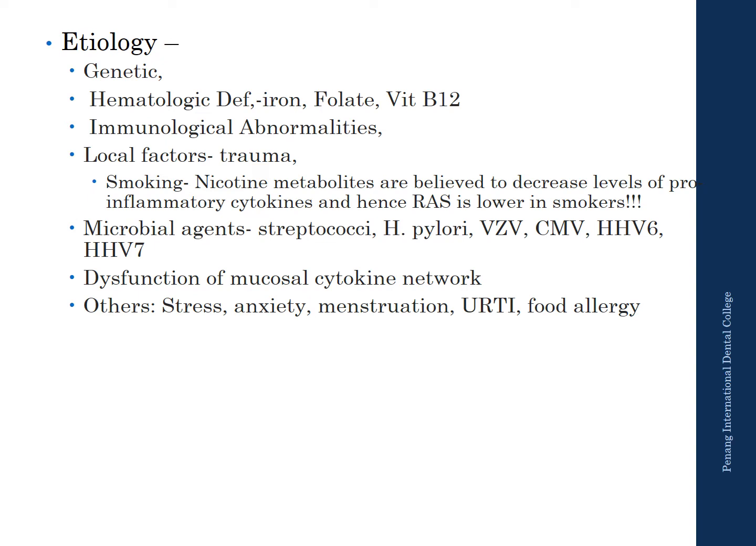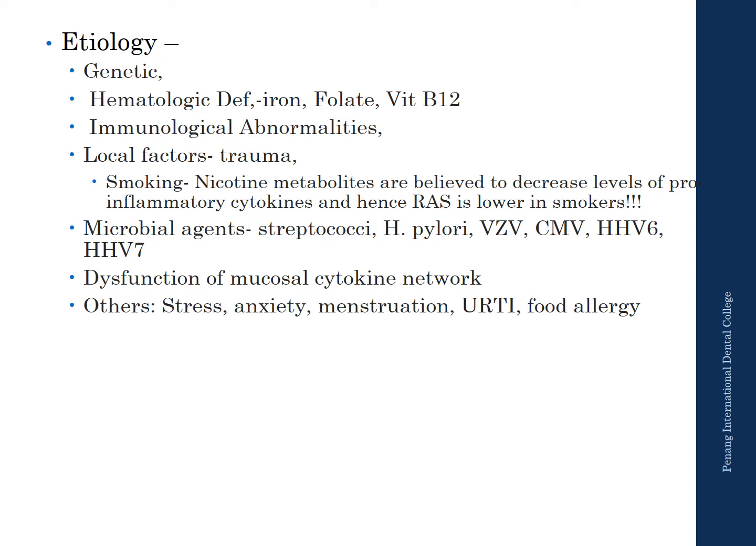Microbial agents like streptococci, H. pylori, and even viral diseases like varicella zoster, cytomegalovirus, HHV6 and 7 can also be etiological agents that induce aphthous formation. Dysfunction of the mucosal cytokine network, and simply stress, could be a reason why patients get aphthous ulcers. Anxiety, menstruation, upper respiratory tract infections, and even food allergies could all contribute to the formation of aphthous ulcers.